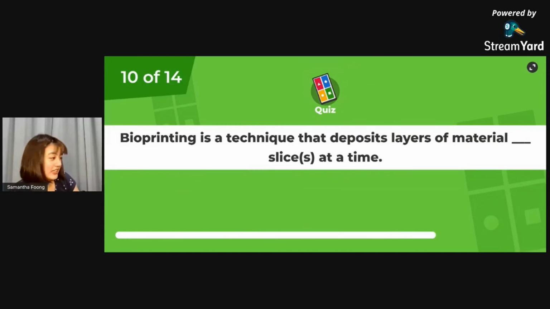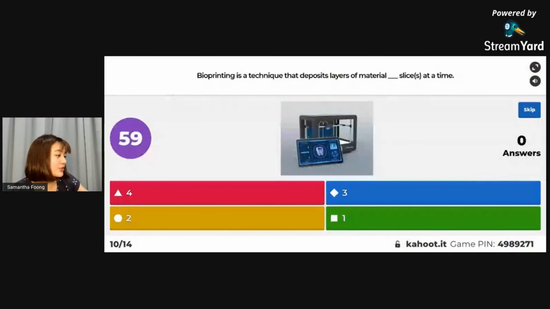Okay, these next few questions will be about bioprinting. Two questions. So, bioprinting is a technique that deposits layers of material, blank slices at a time. So, if you're familiar with 3D printing, this should be a really easy question.